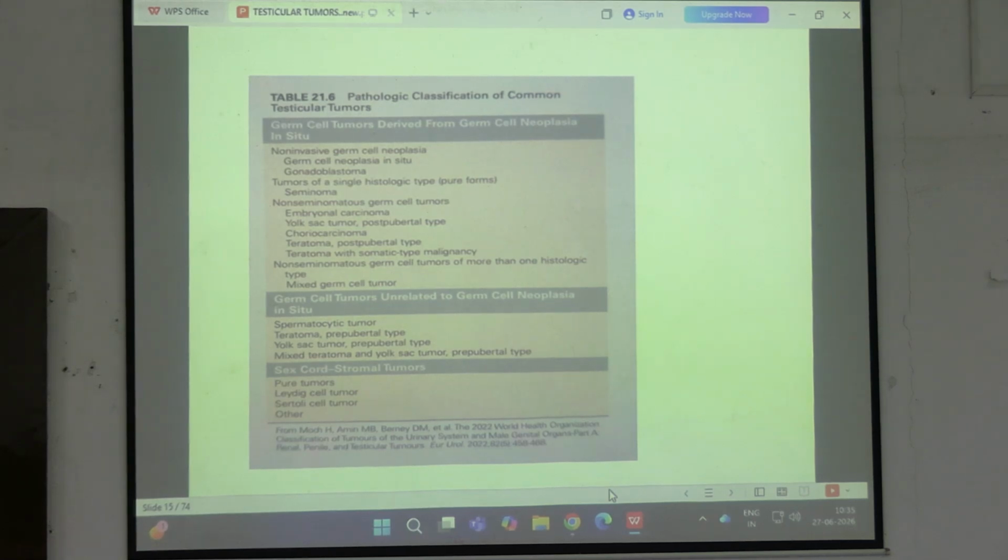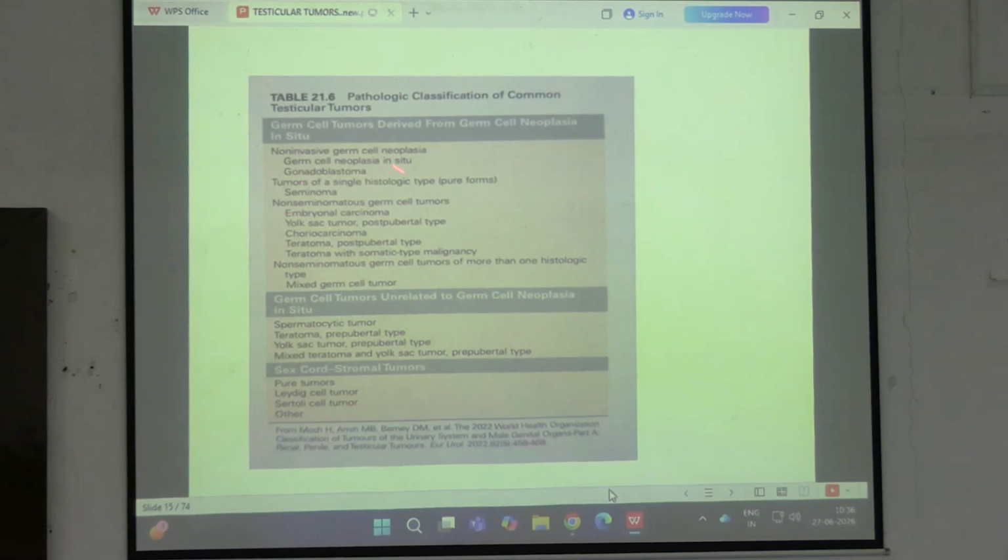Okay? So this chart is given in your 11th edition of Robbins Pathologic Basis of Disease. So let's see what the classification is here. Can you guys see from the last bench? Okay, so what are the non-invasive ones? Germ cell neoplasia in situ, GCNIS, that we just discussed, okay? And there is another one known as gonadoblastoma, okay?